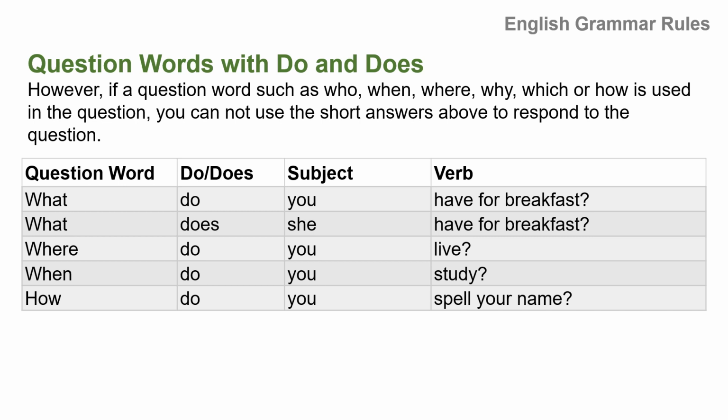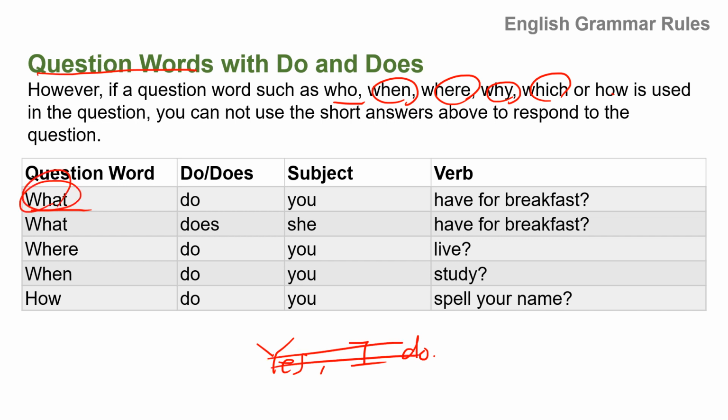Now, when you have question words such as who, when, where, why, which, and how, you cannot say yes, I do or no, I don't. For example, what do you have for breakfast? You cannot say yes, I do, because this is an information question. Instead, you need to say I have bread. I have bread for breakfast. Something like this.